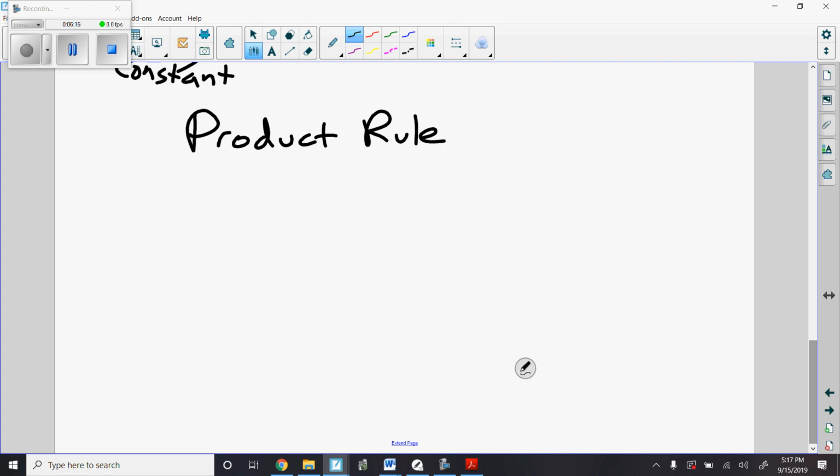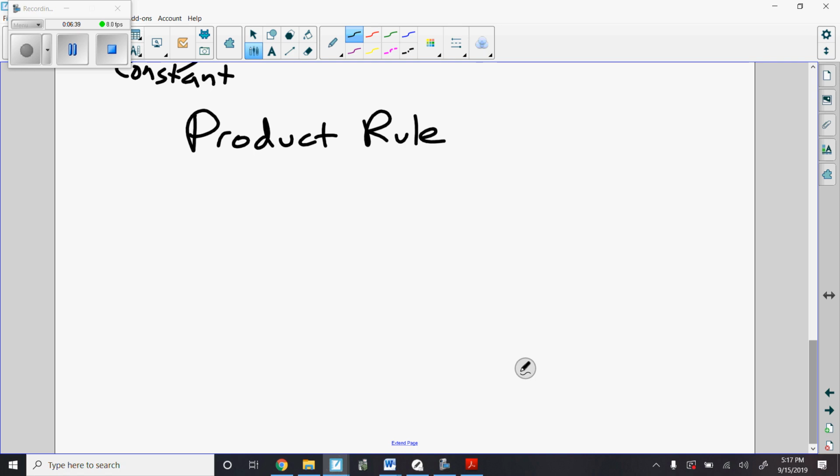Now, if we have functions that are tied together with addition or subtraction, we just go through and do the derivative of each one like we've been doing. But with the product rule, if we're doing the derivative of a function times another function, it's not that easy, or it's not that simple. There's a rule that goes along with it. Okay, take a look here.